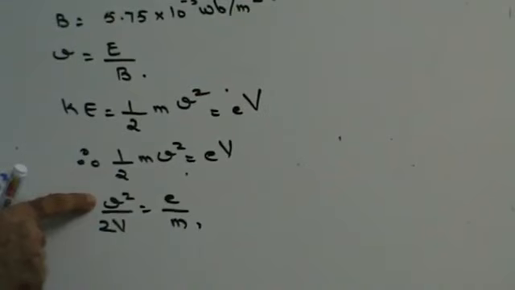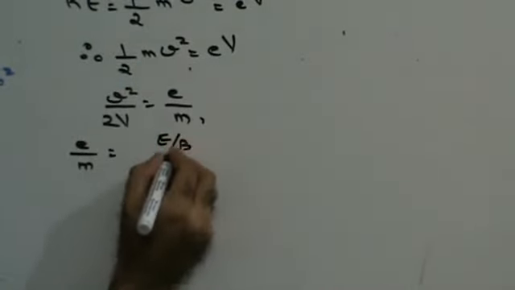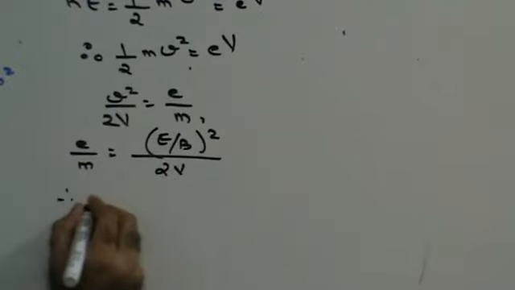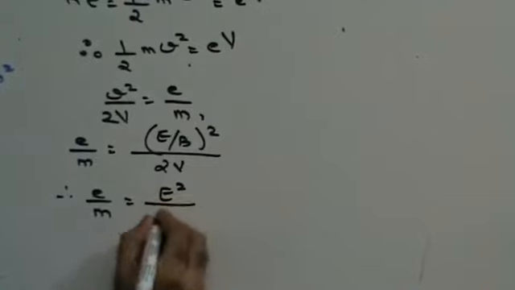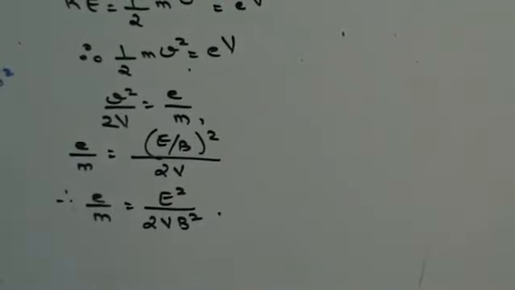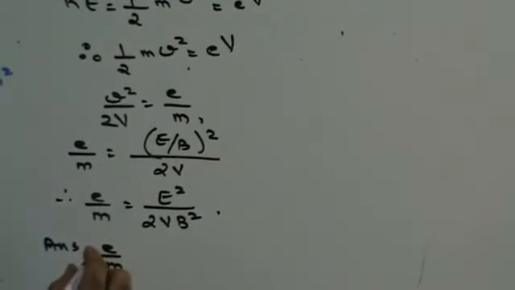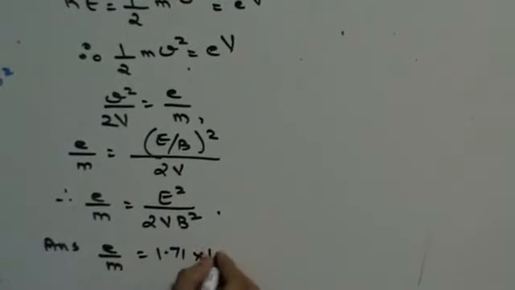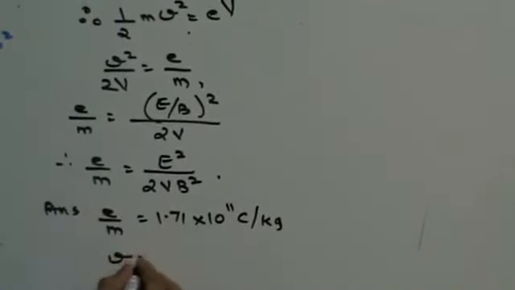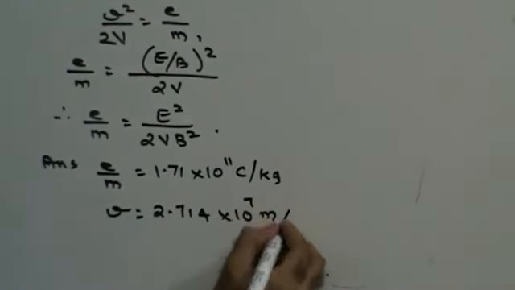But v is nothing but E upon B. So I can therefore say that E upon m is E upon B the whole square upon 2V. Therefore E upon m will be E square upon 2V B square. I presume you have all the values: magnetic field, electric field and potential difference. You should get the value of E upon m. The answer for this should be E upon m is 1.71 into 10 raised to 11 coulombs per kg, and the speed of the electrons should be 2.714 into 10 raised to 7 meters per second.